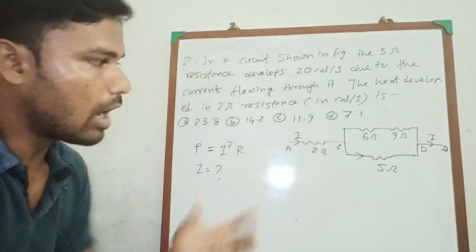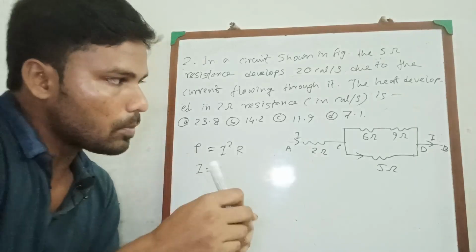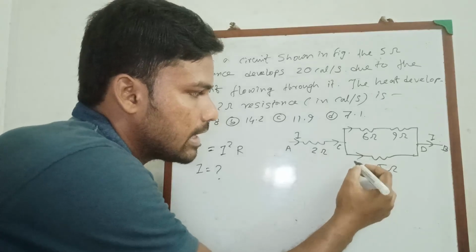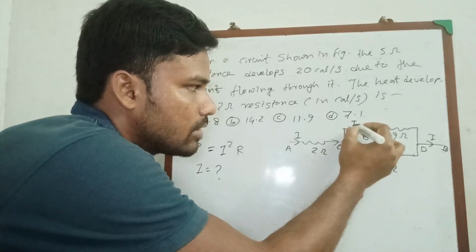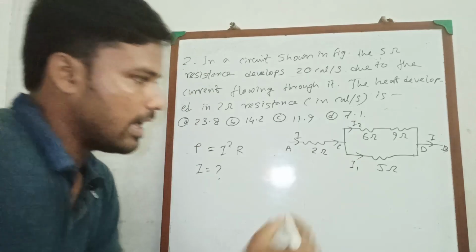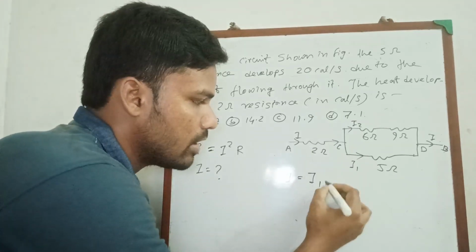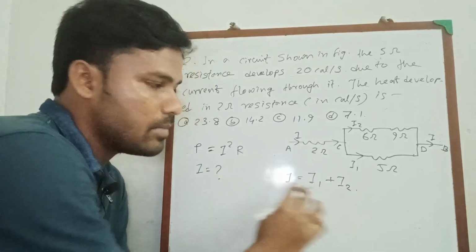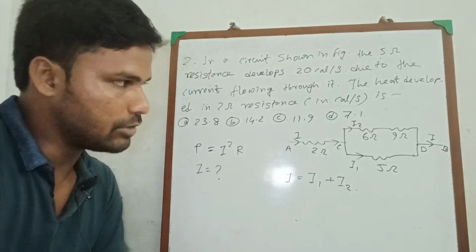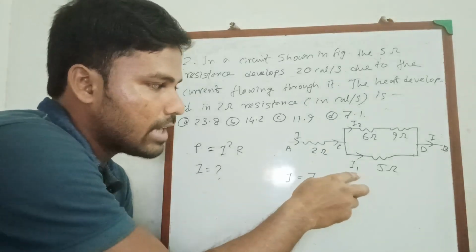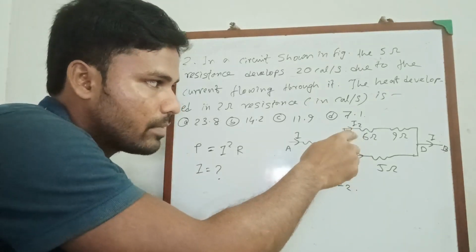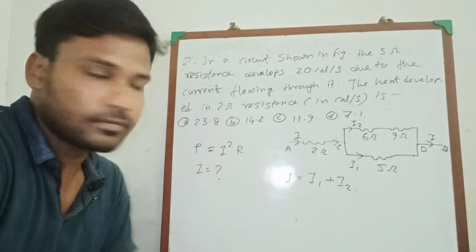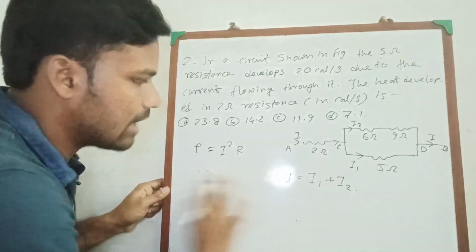Okay, so how to calculate I? As we know, this current is branching over here. Say this is I1 and this is I2 current. I means I1 plus I2. So you have to calculate I1 first, then I2, and if you sum all of this, then you can get I. So first calculate I1.